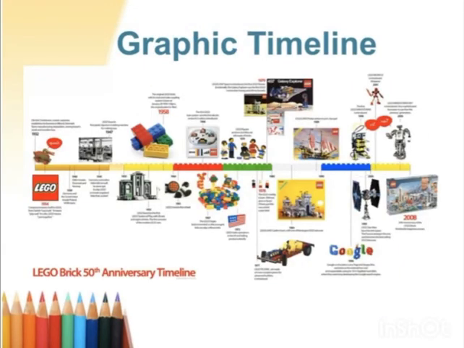Now this is a graphic timeline. Maybe the picture is not very clear here, but you can see that this is a timeline of the Lego blocks. Now it starts from here and it ends here in 2008. Now what is a graphic timeline? In a graphic timeline, there are pictures and text. You can see there are a lot of pictures used, because they want to show what all had been invented in different years.